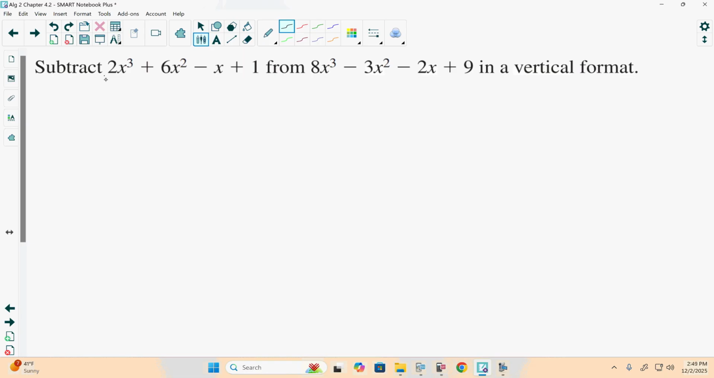Now with subtraction, we do need to be a little careful because whichever one comes first, if we're going to subtract vertically, we put on top. Whichever one is listed first, the one in the parentheses in front of the minus sign, is going to go on top. The expression that comes after the minus sign would go on the bottom.